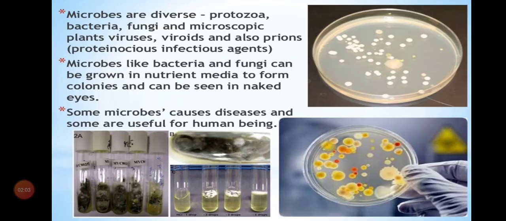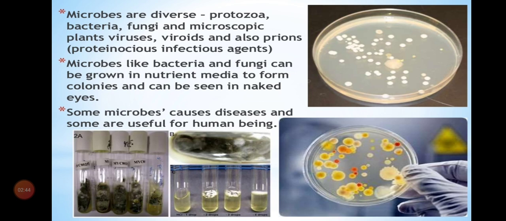So we have discussed microbes are diverse. Diverse means different kinds of microbes will be there, starting from protozoa. Protozoa comes under what group? Protista group, single celled eukaryotes. And bacteria, Monera, prokaryotes. Fungi, it is a separate kingdom according to R.H. Whittaker. And microscopic plant viruses. We have learned viruses also in grade 11. Viruses, viroids, and also prions, that is proteinaceous infectious agents. These are the diversity of microorganisms.